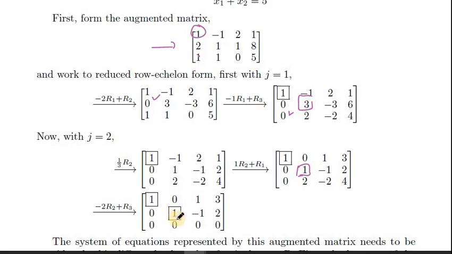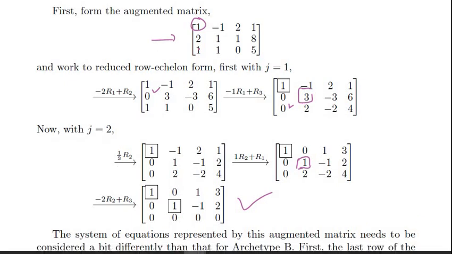Let's check that this is in reduced row echelon form. This leading one only has zeros in other entries in the column. This leading one only has zeros in other entries in the column. And the leading ones form a stair-step arrangement, so I'm all good with my reduced row echelon form. All right.